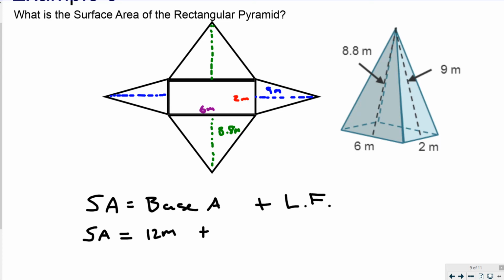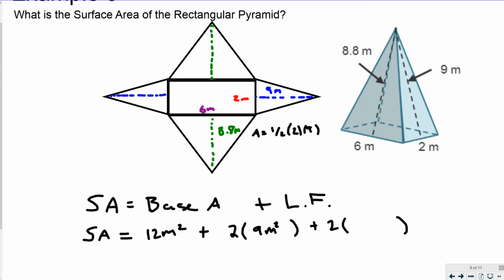Plus, now I have 2 sets of 2 lateral faces. So we're going to have 2 times one of the sets of lateral faces and 2 times the set of the other lateral faces. So if we do the blue lateral faces first, we have that the area of the blue would be 1/2 of 2 for the base times a height of 9. So 0.5 times 2 times 9 is 9, because 2 and 1/2 cancel each other out. So we're going to have 2 times 9 meters squared in here.